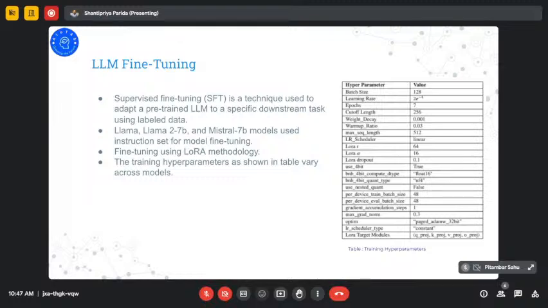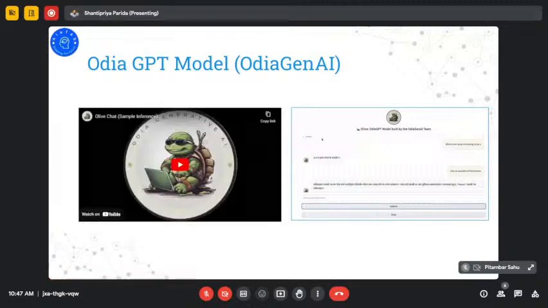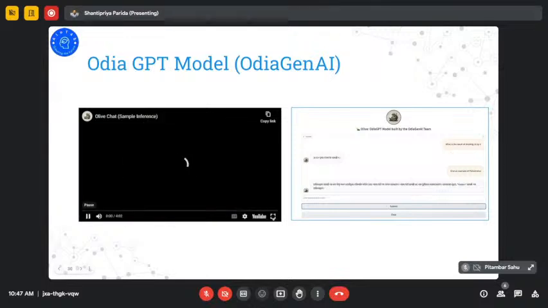And then the next question that comes is whether the model works. Yes, these models are working. We have already released those models. It can understand both: if you type in Odia, it can give you the answer, and if you type in English, it can provide the answer.